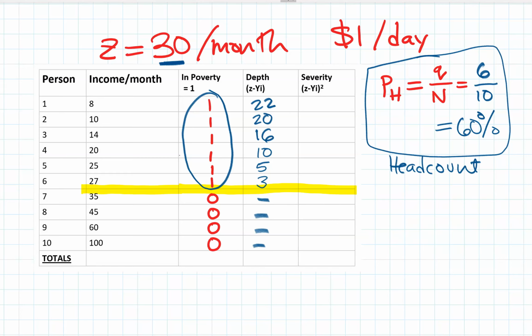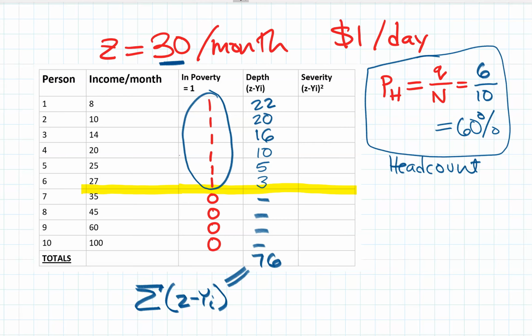And then if we want to, we can add up our total depth down here at the bottom. I figured out the numbers already, and I believe this adds up to 76. This is our total poverty gap. If we had $76 a month in this tiny society, we would be able to bring all the people who are in poverty up to the poverty line. That's what that tells us. That's how much it would cost us every month in transfers to bring them to that number.